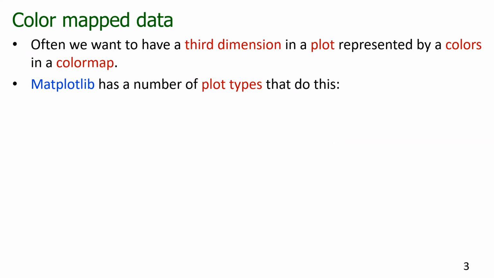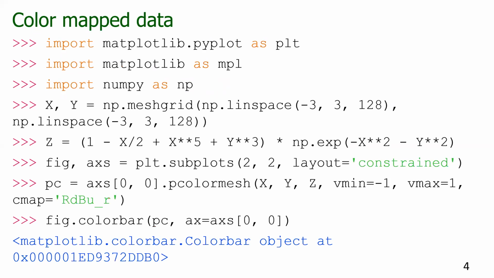Suppose we want to have a third dimension in a plot, which is represented by colors in a color map. Matplotlib has a number of plot types to do this. Let us see one example program.